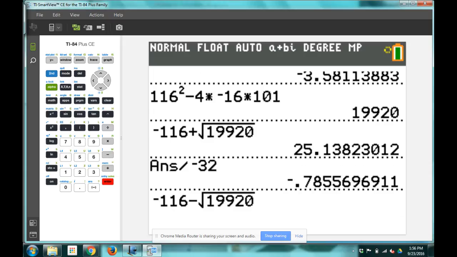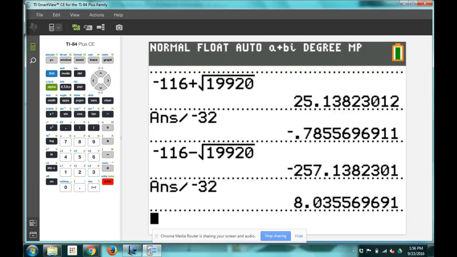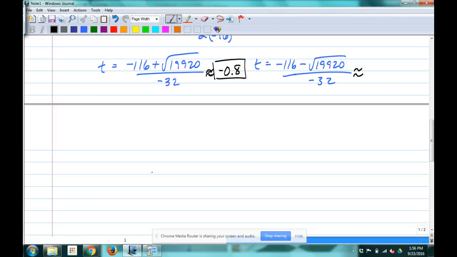So that divided by negative 32 gives positive 8.0, rounding to 1 decimal place. And that would be seconds, since our dimension was feet per second for velocity. So 8 seconds is the one. We're going to throw out the negative 0.8 because it's a negative time, and negative time doesn't help us. So that finds how much time it took this rocket to hit the ground.